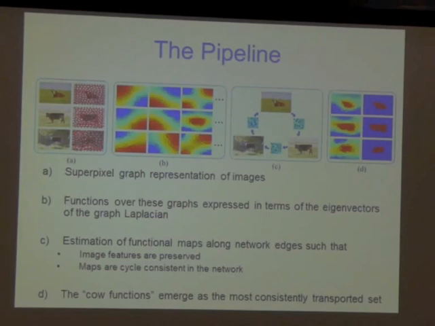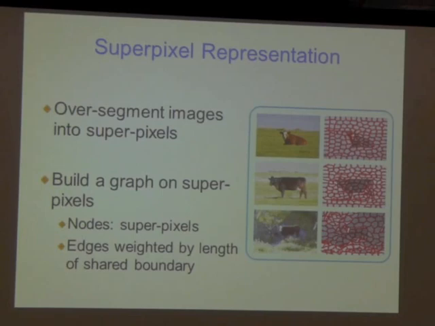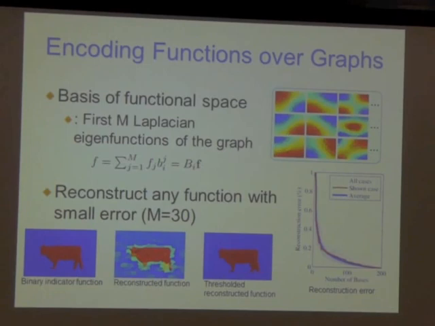So again, every image is decomposed into 200 superpixels, and I get a graph, which is the dual graph of the superpixels, and every edge is weighted by the length of the shared boundary between the two superpixels. And now I represent functions over these graphs by building a functional space and taking the eigenvectors of the Laplacian. And it turns out, because we are looking at fairly large objects, we can use pretty coarse bases, so the top 30 eigenvectors do a pretty good job of reconstructing indicator functions of cows, or objects, which is our application, and we have graphs that illustrate the effect of changing the number of bases.